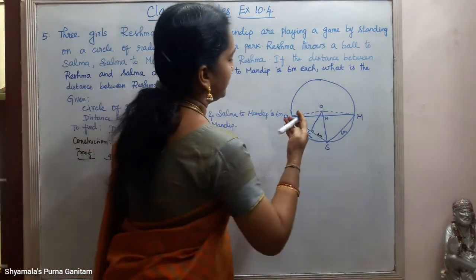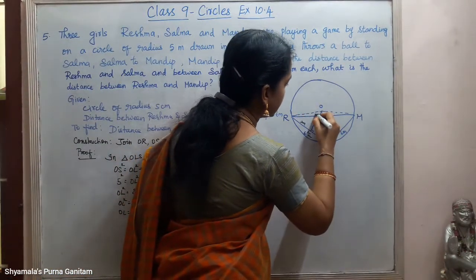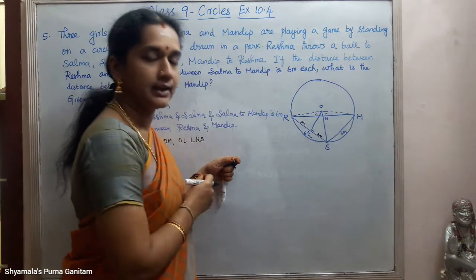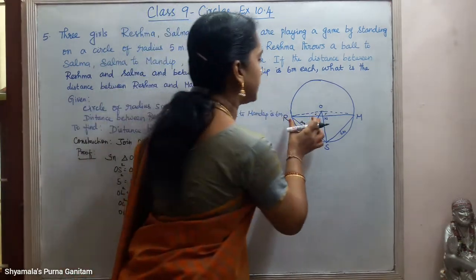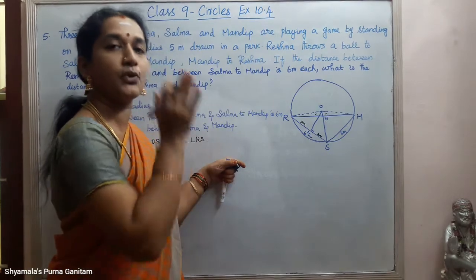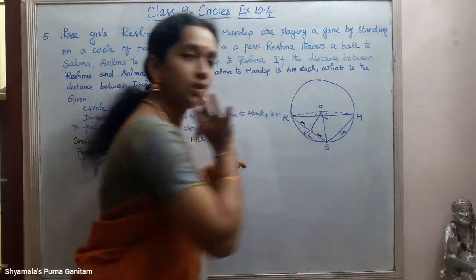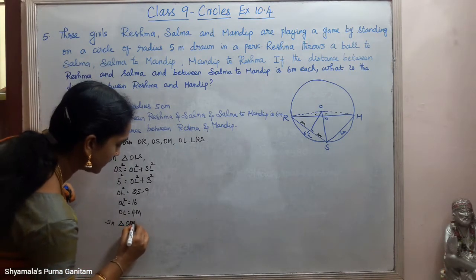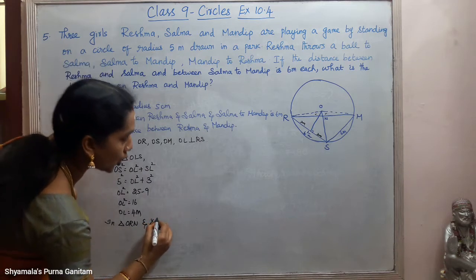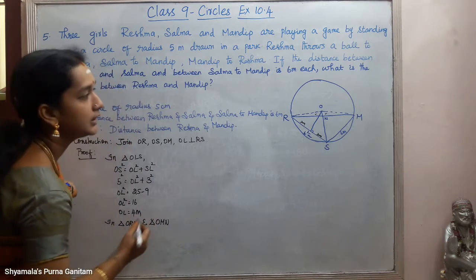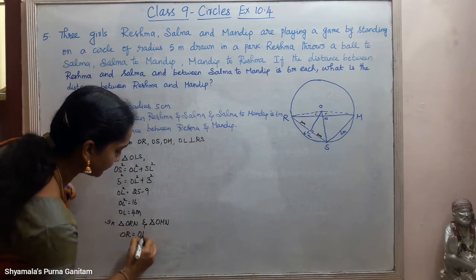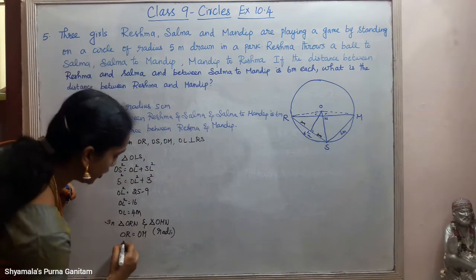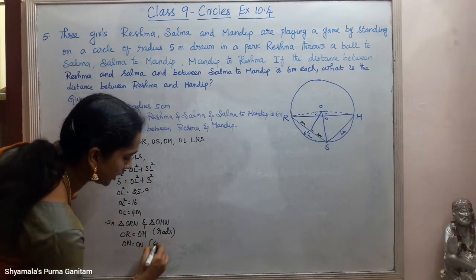Now we will take triangle ORN and triangle OMN. These two triangles we will take and prove the congruency and say that RN is equal to MN. For proving that only we are taking these two triangles. In triangle ORN and triangle OMN, OR is equal to OM, that is the radius of the circle. Then ON is equal to ON, that is the common side.